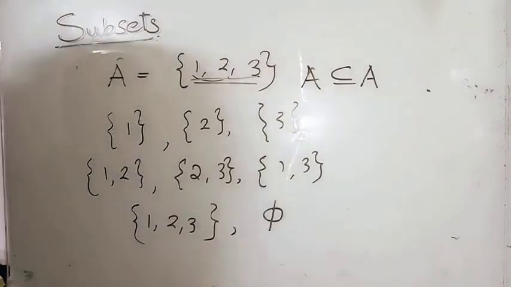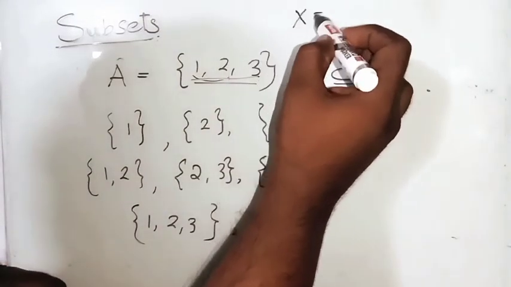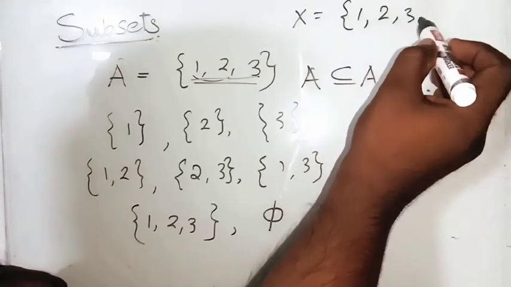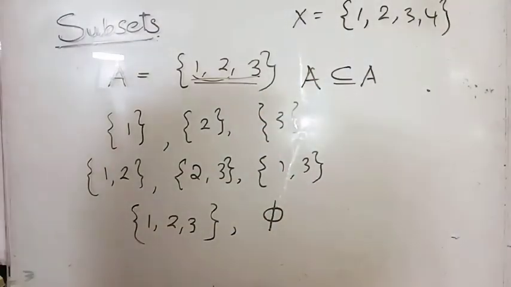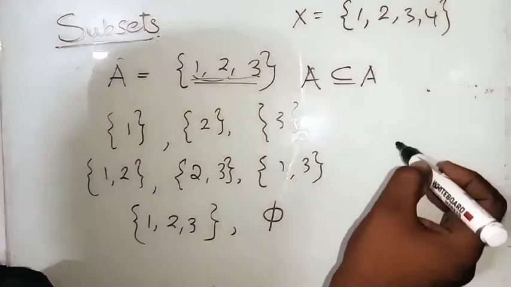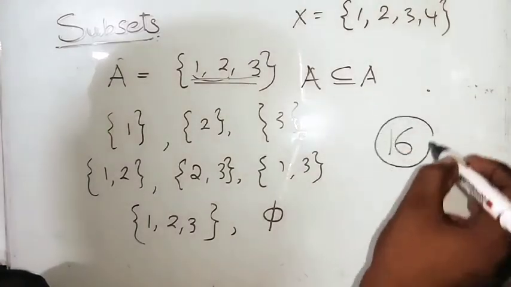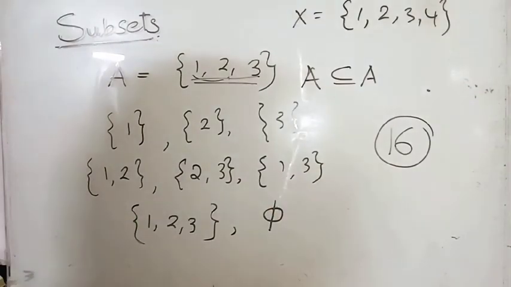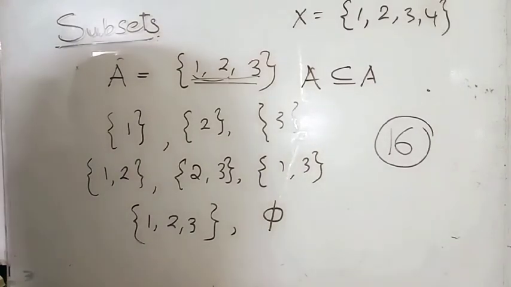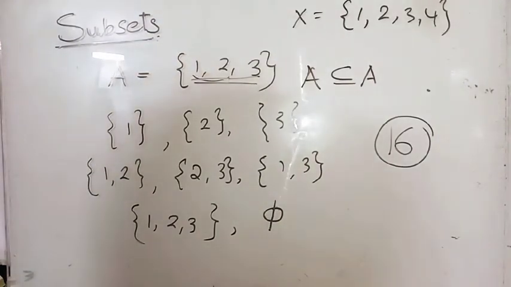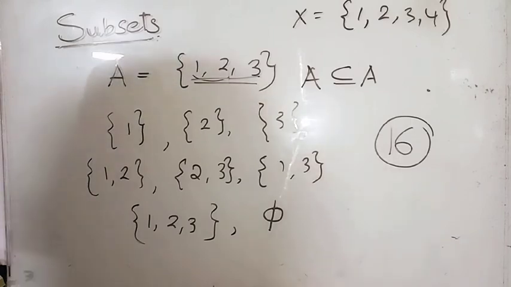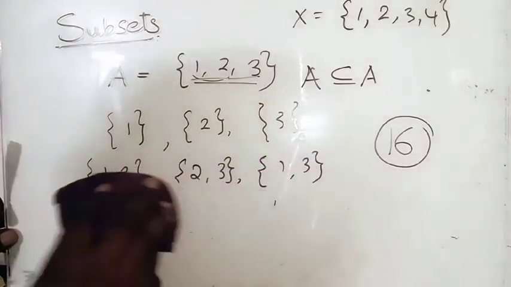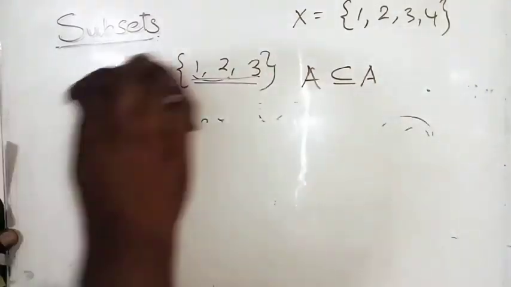If there are 4 elements, you know how many subsets can be framed? There will be 16 subsets. If there are 4 elements in a set, there will be 16 subsets. If there are 5 elements in a set, there will be 32 subsets. If there are 6 elements in a set, there will be 64 subsets.